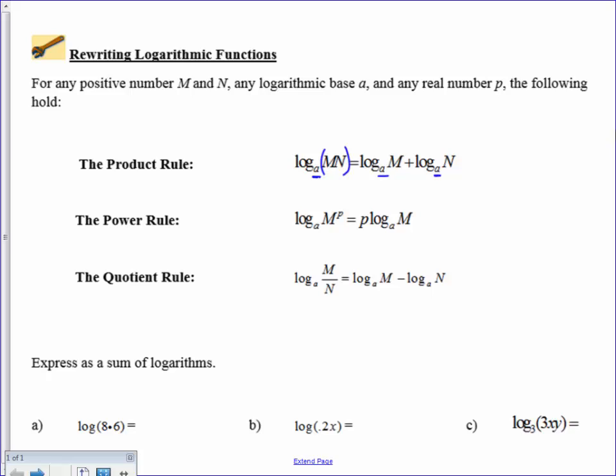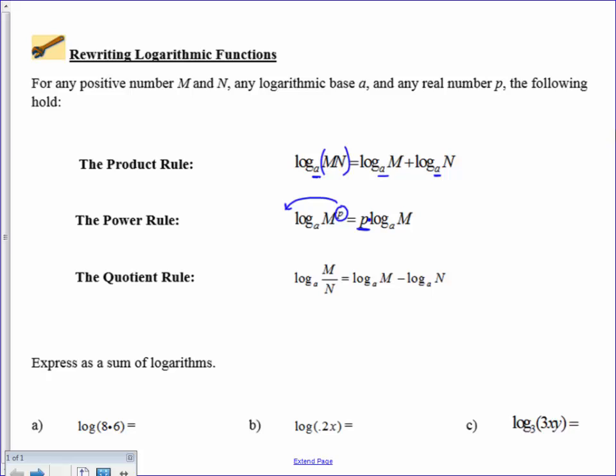Second rule is the power rule. The power rule says if there's a power on the argument of the log, then you can rewrite it as the power multiplied in front of the log. So the power here ends up going to the front and is multiplied by the log.